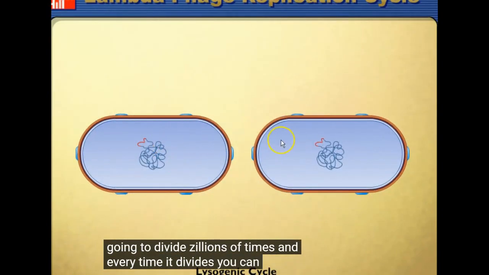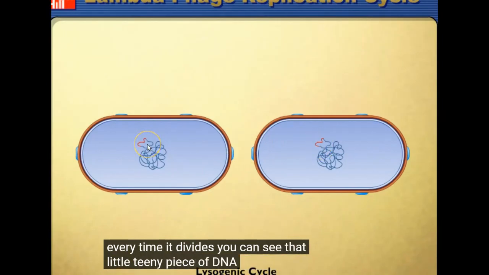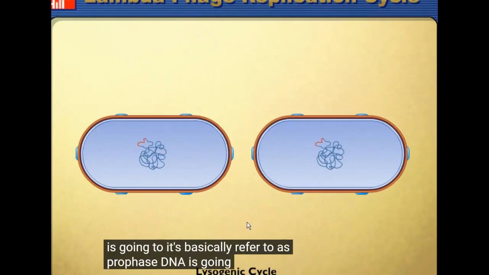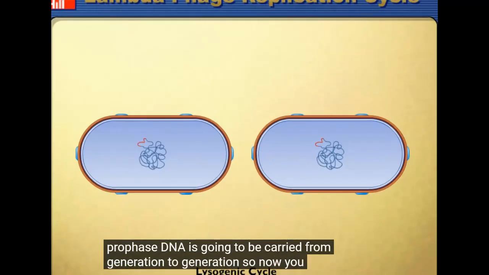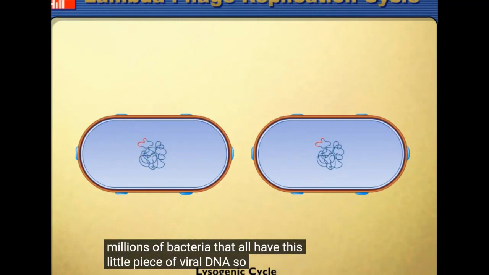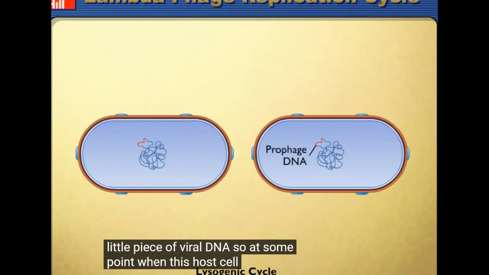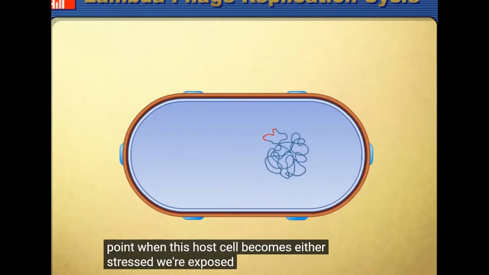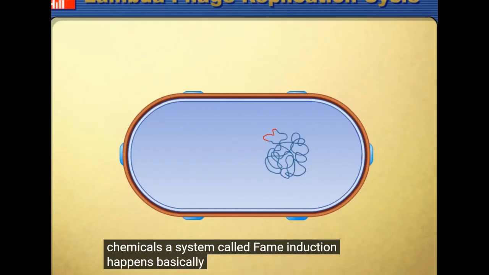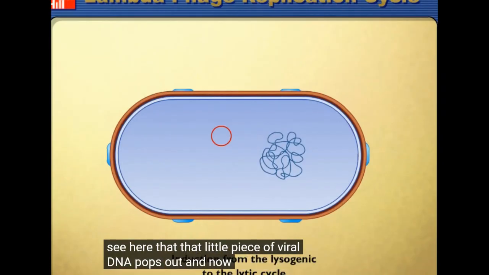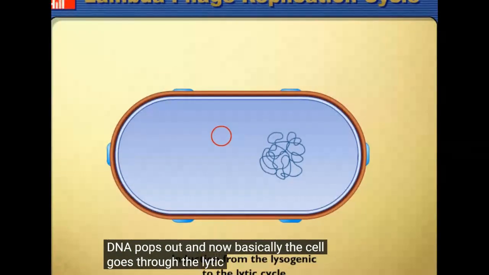And every time it divides, that little teeny piece of DNA from the phage, which is referred to as prophage DNA, is going to be carried from generation to generation. So now you have potentially millions, if not hundreds of millions of bacteria that all have this little piece of viral DNA. At some point, when this host cell becomes stressed or is exposed to ultraviolet light or some kind of chemicals, a process called phage induction happens. You'll see here that the little piece of viral DNA pops out, and now the cell goes through the lytic cycle.